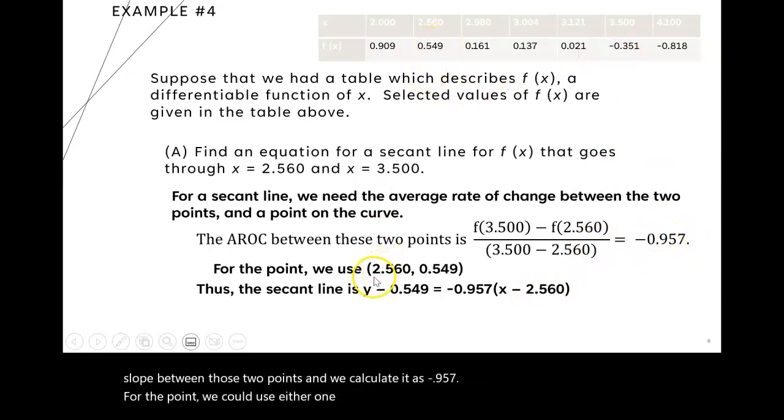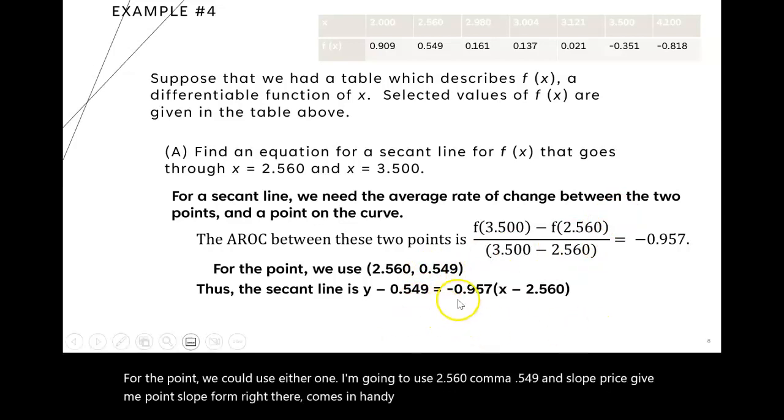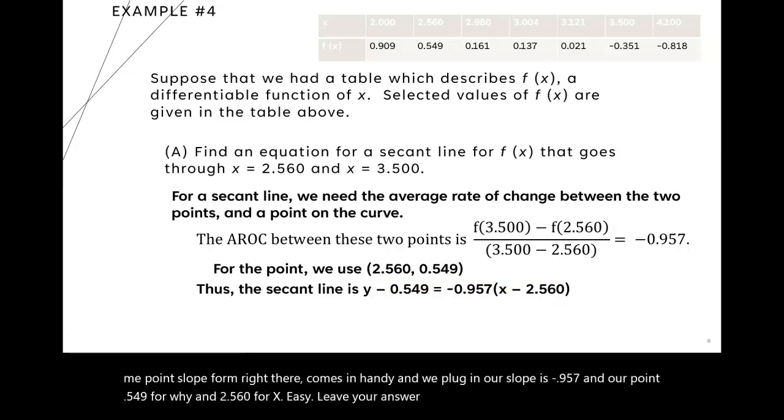For the point, we can use either one. I'm going to use 2.560, comma 0.549, and point slope form right there comes in handy, and we plug in our slope is -0.957, and our point 0.549 for y and 2.560 for x. Easy. Leave your answer in that form. We got our secant line.